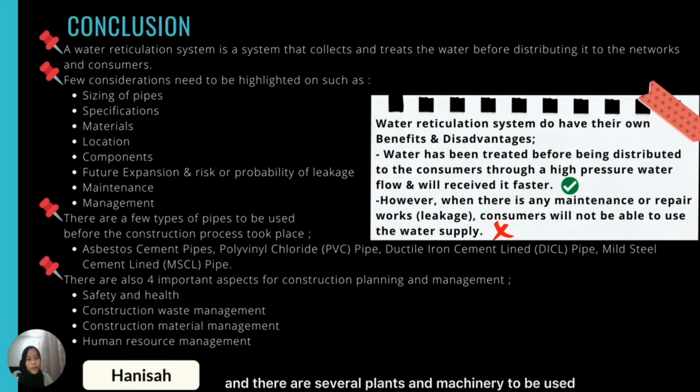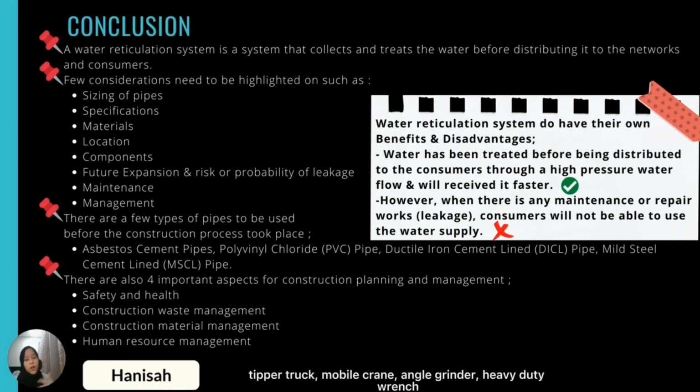And there are several plants and machinery to be used, which are commonly seen in construction areas, such as the backhoe loader, excavator, tipper truck, mobile crane, angle grinder, heavy-duty wrench, crowbars, and spirit level.